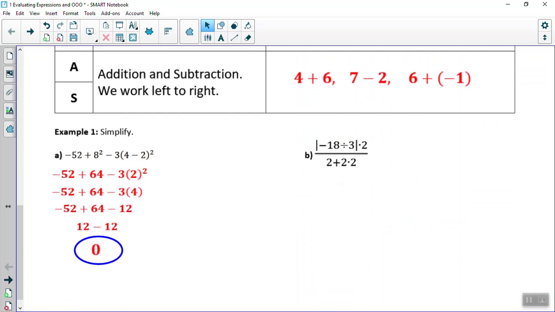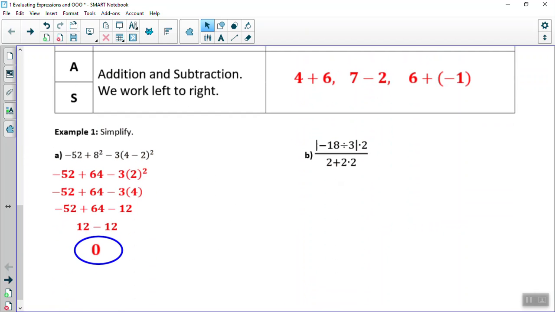Alright, let's take a look at this problem here. So we can work out the top, and we can work out the bottom. We want to make sure that we work out the top fully and we work out the bottom fully, and then our last step will be to divide them.